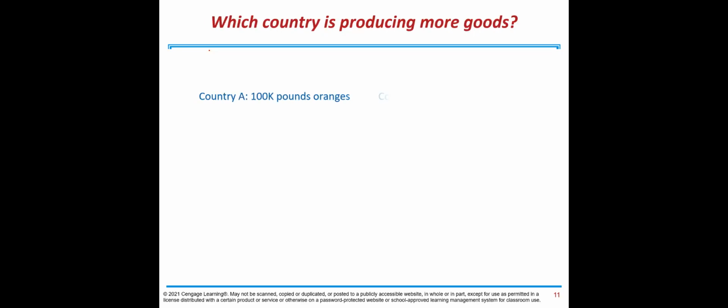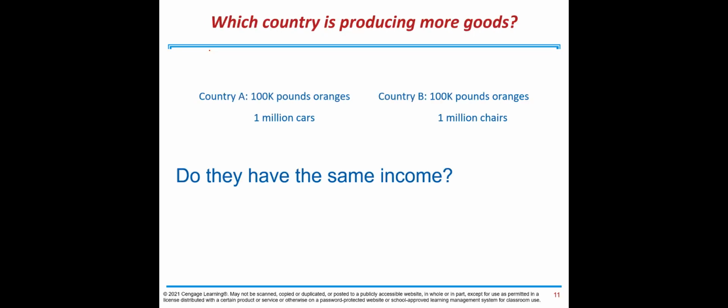Let's look at this example and understand which country is producing more goods. Country A produces 100k pounds of oranges and 1 million cars. Country B produces 100k pounds of oranges, the same, and 1 million chairs. So in terms of quantity, they produce the same quantity, right?